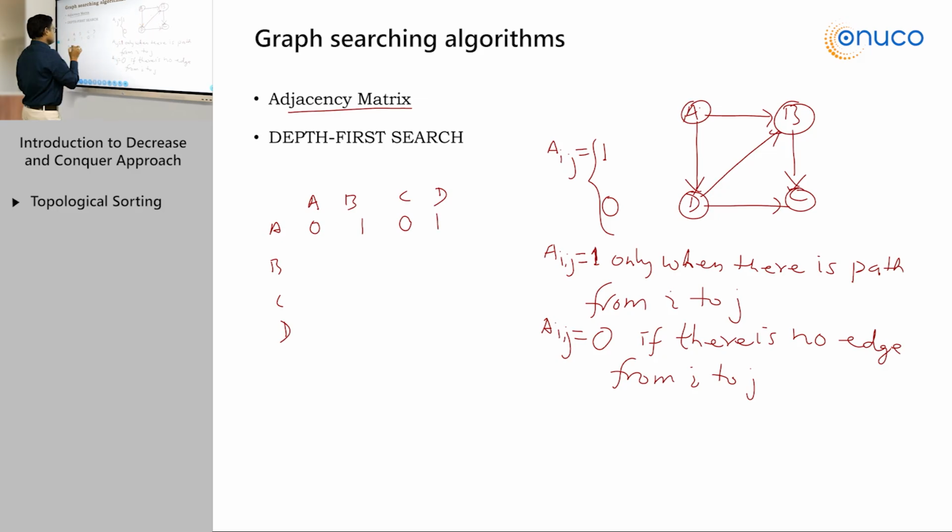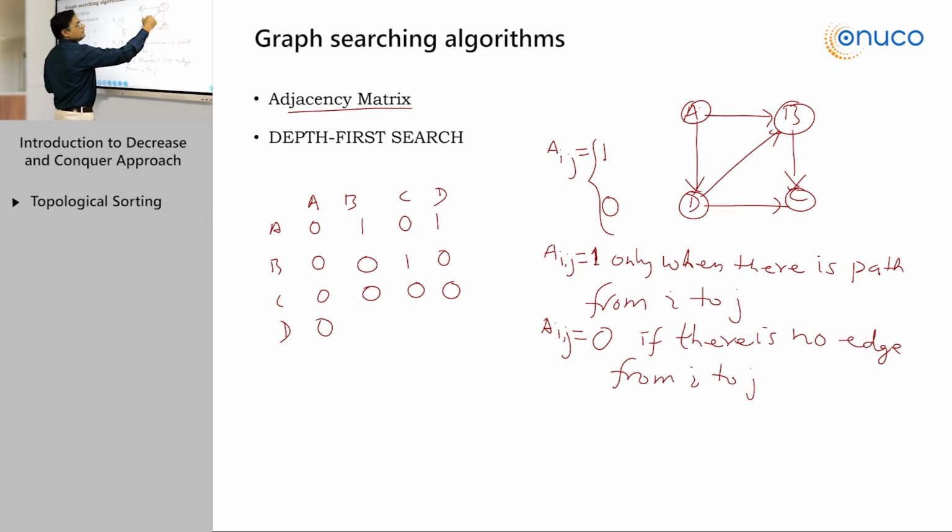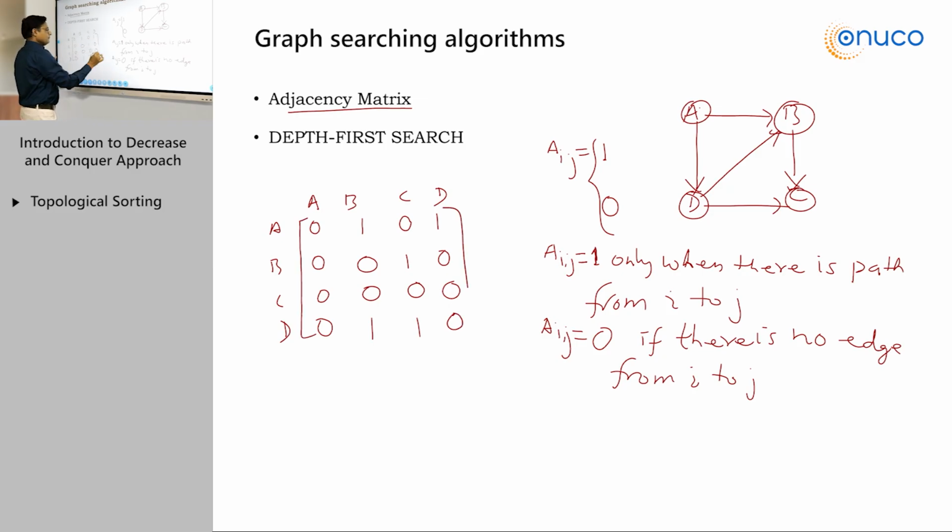Similarly, B to A we don't have, so we write 0. B to B is 0. B to C, there is a path from B to C, hence it is 1. B to D, there is no direct path, hence it is 0. C to A, no path, 0. C to B, 0. C to C, 0. C to D, 0. D to A, no, it is 0. D to B, yes, there is a path, 1. D to C, there is a path, 1. And D to D, again 0. So this is called the adjacency matrix.